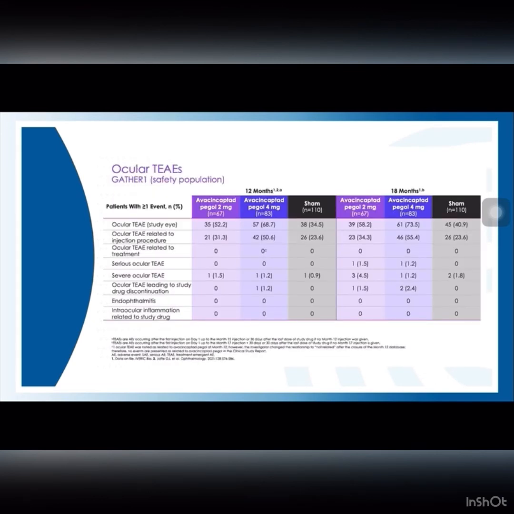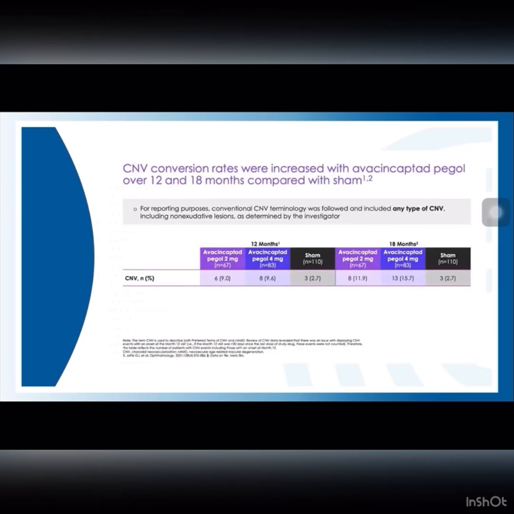Here are the ocular TEAEs in the GATHER1 study. You can see most of these are related to the injection procedure. There were no cases of intraocular inflammation or endophthalmitis in the GATHER1 trial. Here are the CNV conversion rates that were seen in the GATHER1 study. We can see that CNV conversion rates were increased with avacincaptad pegol over 12 and 18 months compared to sham, and this included any type of CNV, and you can see that the 4 milligram dose has a higher rate compared to 2 milligrams.